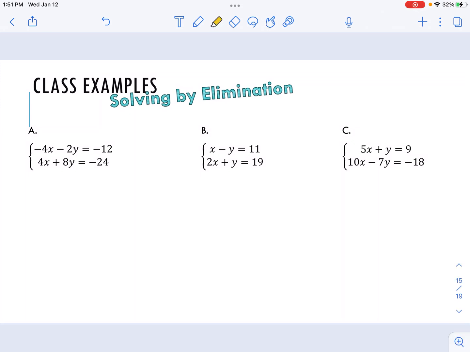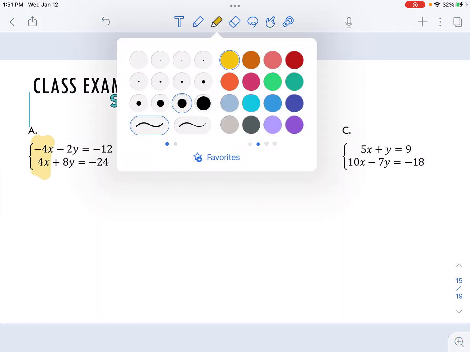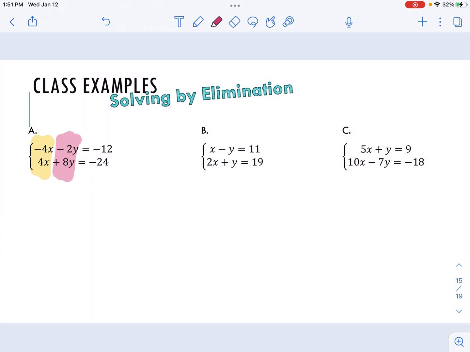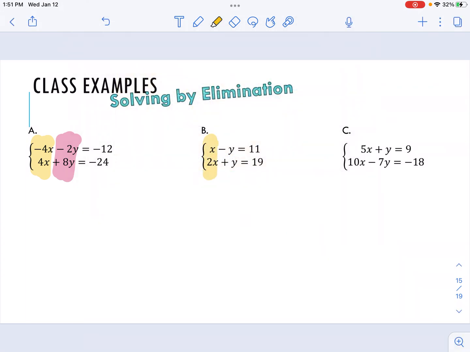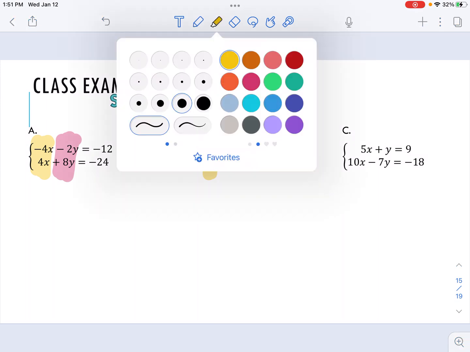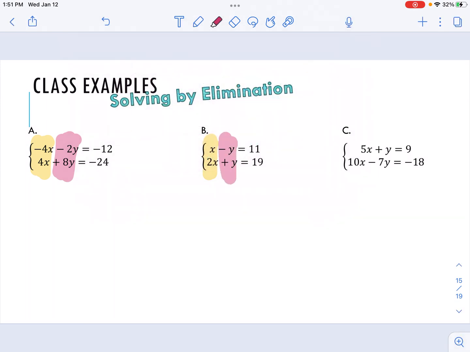Now, I'm just going to try my best to color coordinate this. We see that our x's are lined up. We see that our y's are lined up. And I'm actually going to ignore my constants for right now. Once again, in example B, I see my x's are lined up. We've got a coefficient of 1 and a coefficient of 2. And I see my y's are lined up, negative 1 and positive 1.